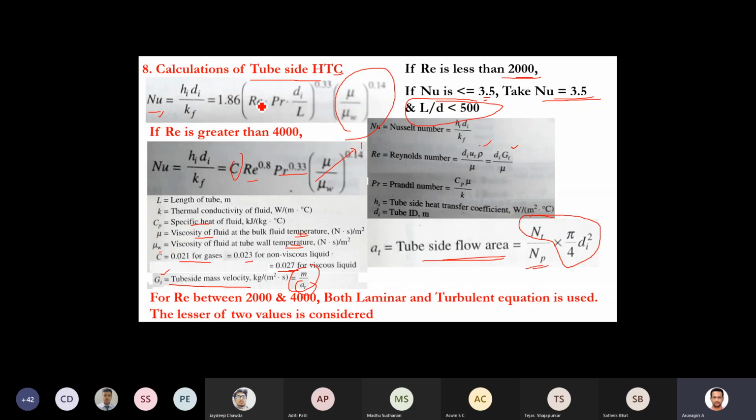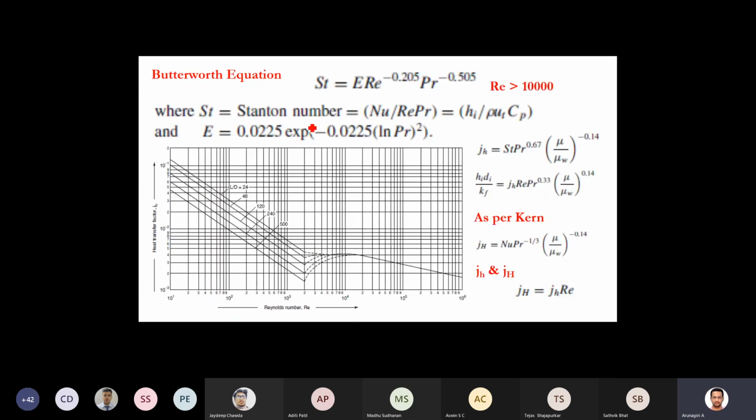Okay, sometimes what will happen? If the Reynolds number falls between 2000 and 4000, you have to use both the equations, and the lesser value you have to consider. Okay, lesser value means more resistance. So we are being conservative in the heat transfer coefficient we use. So you have to take the lesser value. Okay, or sometimes different equations are proposed to calculate the heat transfer coefficient.